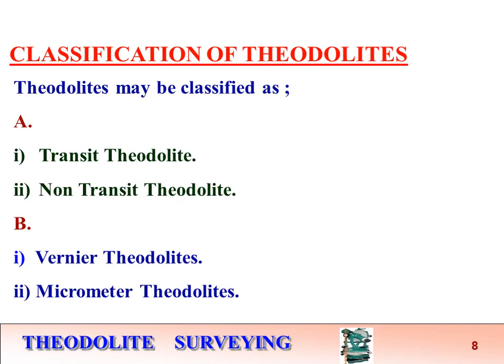So in this slide we are going to see the classification of theodolite. The theodolites may be classified as transit theodolite, non-transit theodolite, then vernier theodolite, and micrometer theodolite. These are the four categories of theodolites.